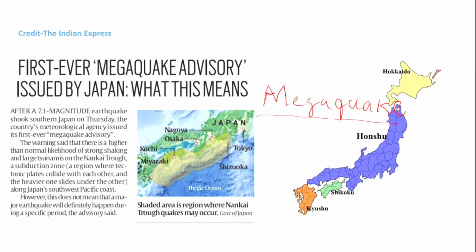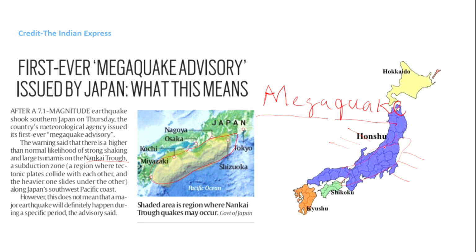You can see this area. This is the area called the Nankai Trough. It is a subduction zone where the Eurasian plate, you can see on this side there is the Eurasian plate, and on this side there is the Philippine plate. So the Philippine plate and the Eurasian plate collide here.